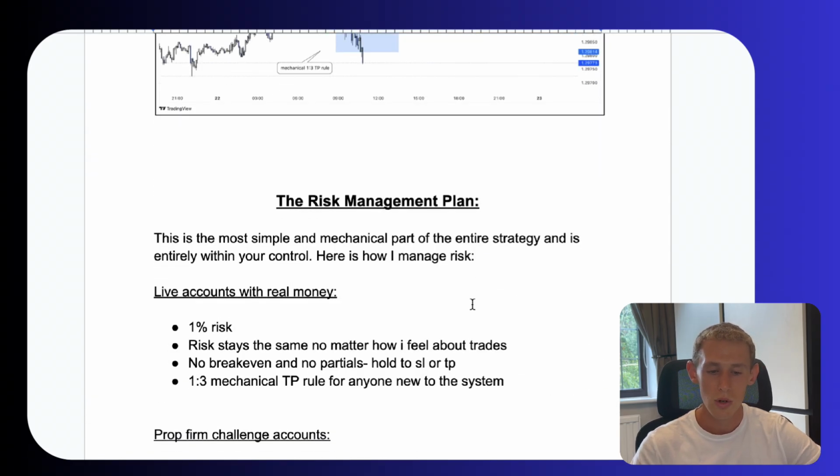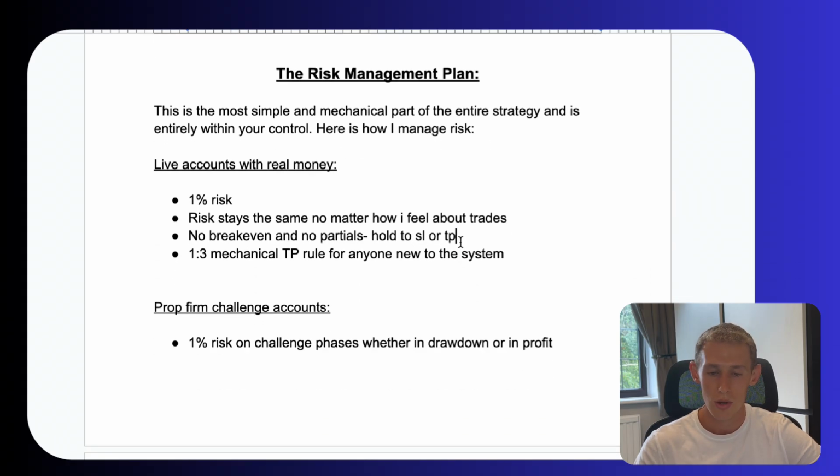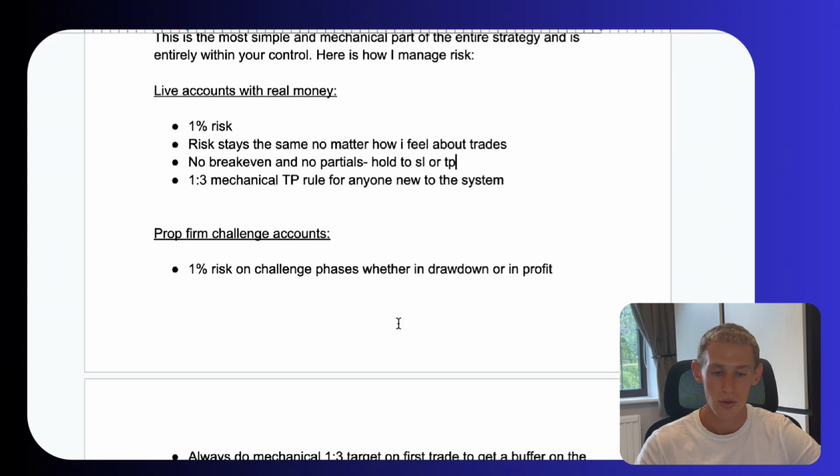As for risk management, all we need to know for the sake of this video is that we're doing 1% risk per trade. I'm not making break even and I'm not taking partials. Again, this is the best approach and most profitable approach that I found after collecting all the data on it. What I've personally found is that actually holding to stop loss or take profit is the most profitable approach when compared to making trades break even or taking partials, right?